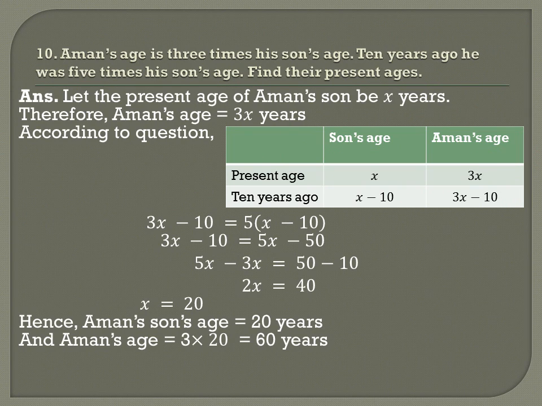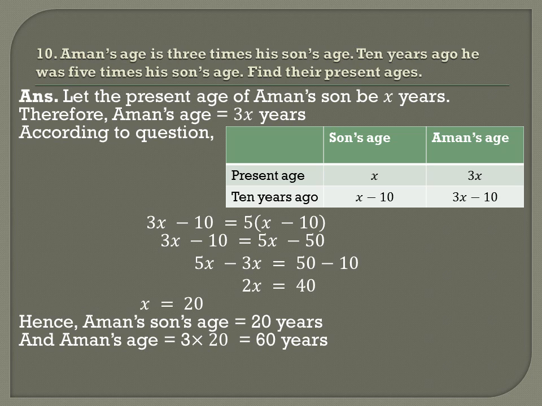Tenth question. Aman's age is 3 times his son's age. 10 years ago, he was 5 times his son's age. Find their present ages. This is also an age question. Aman and his son's ages are compared. What is the given condition? Aman's age is 3 times his son's age. And how will you choose the variables? That is, let the son's age be x and Aman's age be 3 times x, that is 3x.